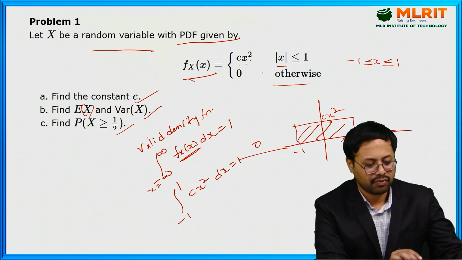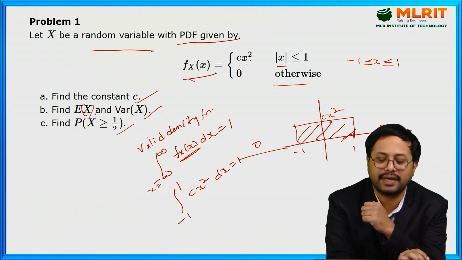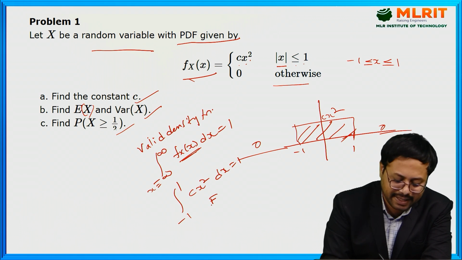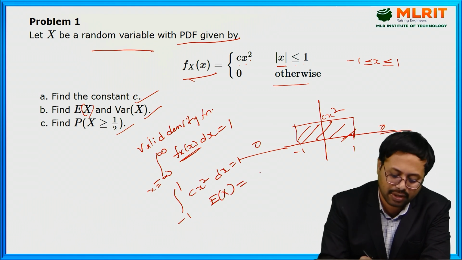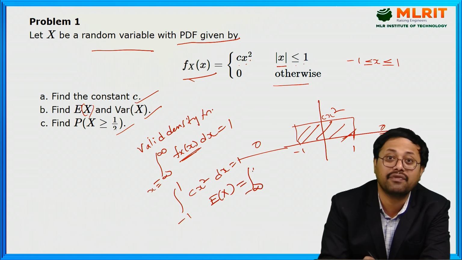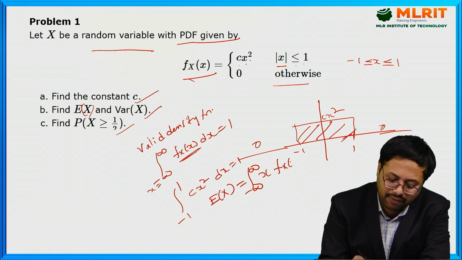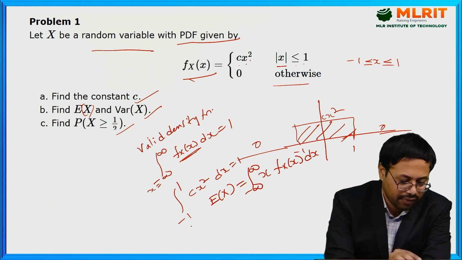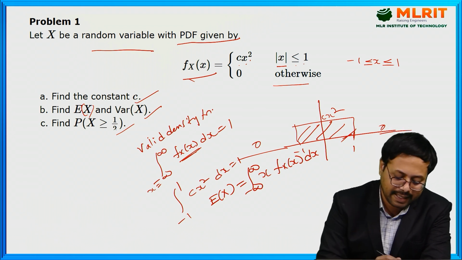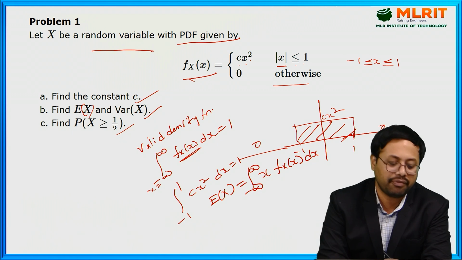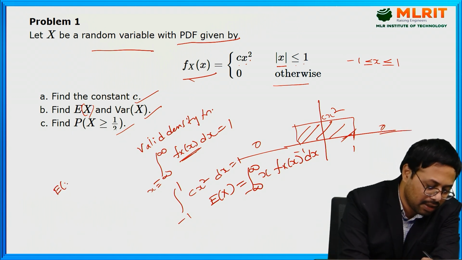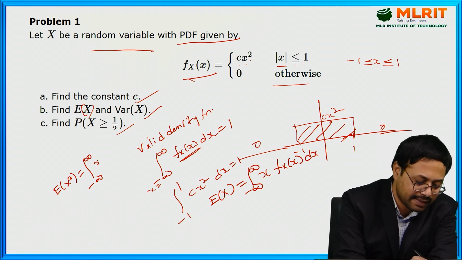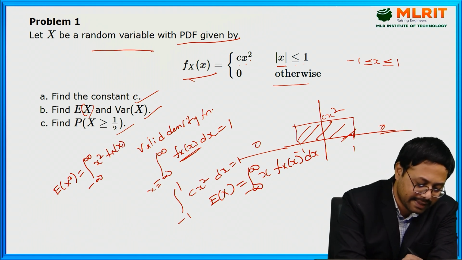Now second one. We want to find out the expectation of X. What is the formula of expectation of X? Expectation of any particular random variable is equal to the integration from -∞ to ∞ of x into fX(x) dx. Next, if you want to calculate the variance, first you have to know the calculation of the mean square value. What is the mean square value? Expectation of X square is equal to the integration from -∞ to ∞ of x square fX(x) dx.